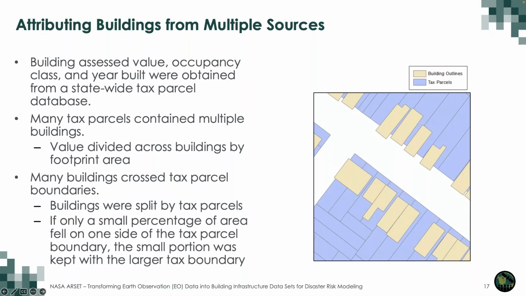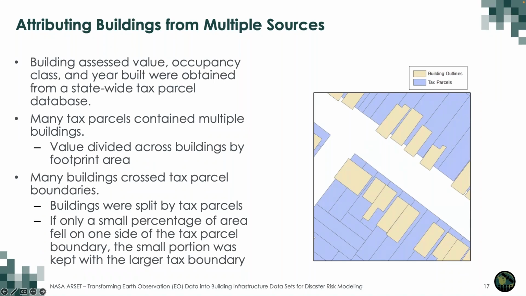This was pretty common. It's not shown here, but it's pretty typical for a tax parcel to have a residential home and a garage that's a separate building from the residential home, or a case where you've got something like apartment complexes that are all part of one tax parcel, but there's multiple buildings, or a commercial or institutional space, where you have one tax parcel for the owner and many, many buildings across it. So in this case, we just divided the assessed value of the buildings across all of the buildings within the tax parcel based on the area of the buildings.